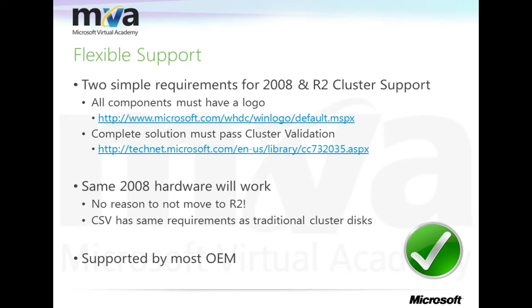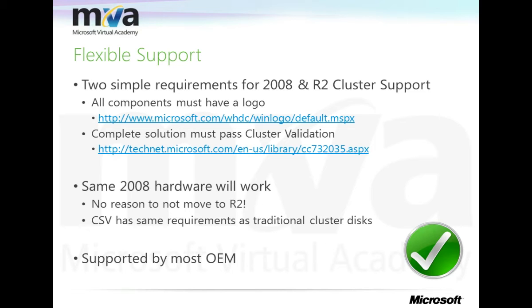We realized that this was quite a pain for not only our customers, but for product support, so in Windows Server 2008 and later, we have changed our support policy, and there are just 2 simple requirements needed for support. The first is that all components must have a logo for Windows Server 2008 or Windows Server 2008 R2. Having a logo is important because it means that the hardware has actually been tested and supported with clustering by the equipment manufacturer. The other requirement is that the complete solution must pass the cluster validation test. This is our best practice analyzer.